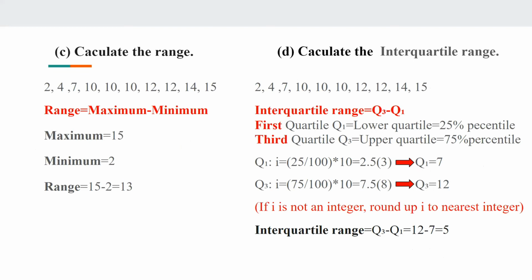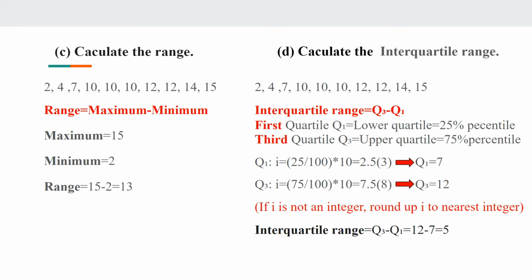Calculate the interquartile range. As we have learned from the lecture, the interquartile range equals Q3 minus Q1. The first quartile Q1, that is the lower quartile, is the 25th percentile. The third quartile Q3, that is the upper quartile, is the 75th percentile. When we calculate Q1, we always need to calculate i. i equals 25% multiplied by the amount of numbers in this sequence. In this question, that is 10. So we got i equals 2.5.